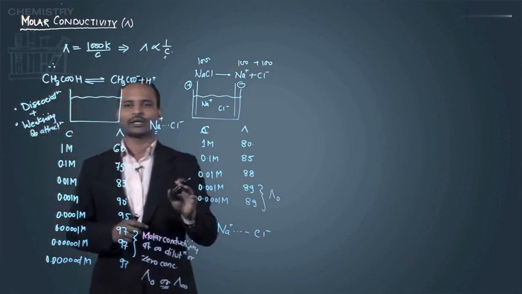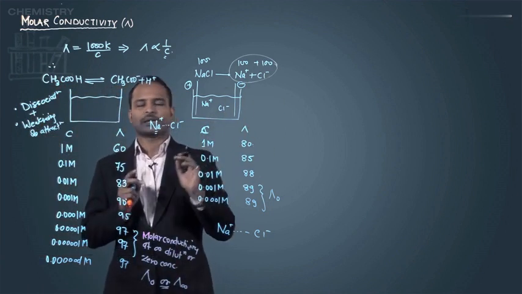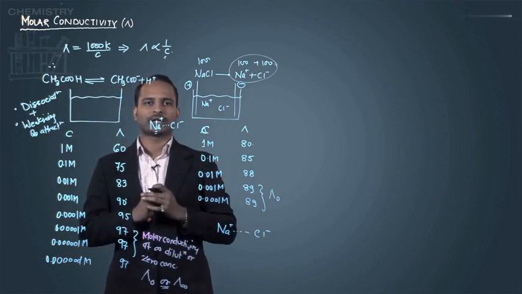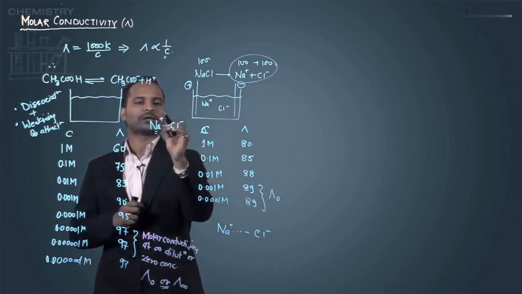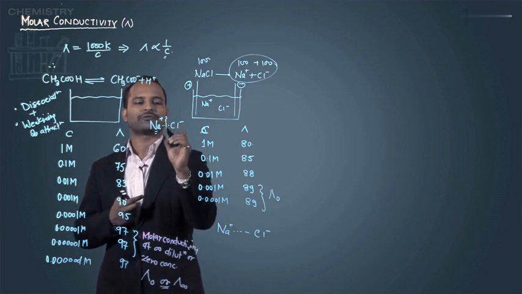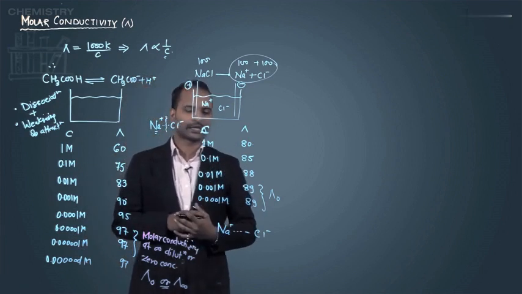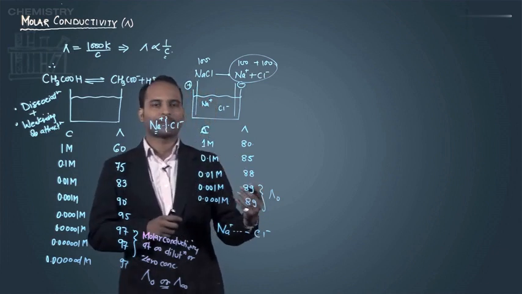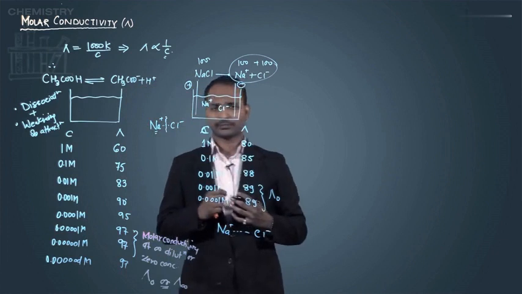While in this case, during a dilution, the dissociation has already been done, meaning in the beginning only, all the 100% dissociation has occurred. So here, during the dilution, the water is only weakening that force of attraction, and that's why fewer dilutions are needed to get that lambda naught value, that is, the molar conductivity at zero concentration.